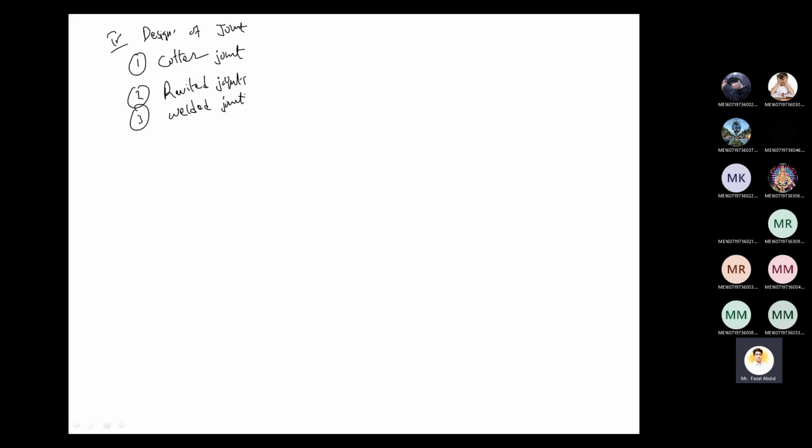In this fourth unit, you need to remember the entire design procedure, like couplings, what we discussed in the previous topic.